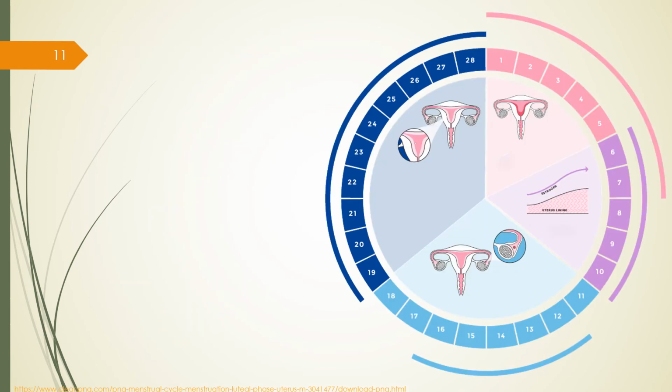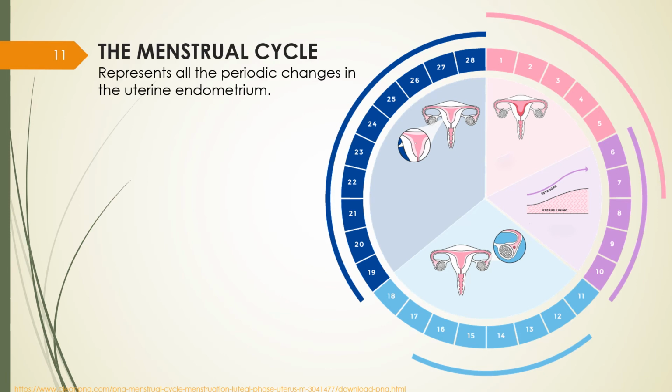Now let's talk about the menstrual cycle of the woman. The menstrual cycle represents all the periodic changes in the uterine endometrium. The uterine endometrium is the layer inside the uterus, okay? The menstrual cycle is usually about 28 days, but it can change according to the woman, okay? Some women can have it shorter, some longer, but on average it is 28 days.